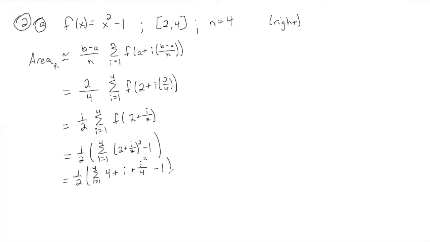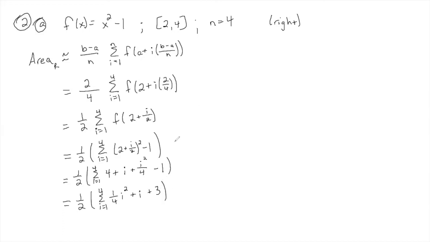And then I get a minus 1. Okay, so another simplification. Let's just combine like terms before we start evaluating the sum. 4 minus 1 gives me a 3. So I'll get, let's say we write it this way, 1/4 i squared plus i plus 3.